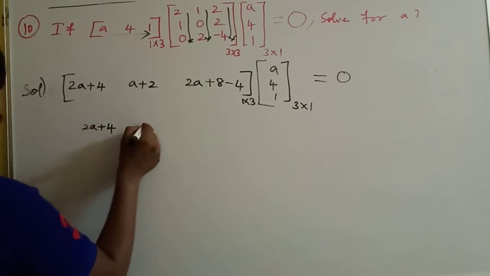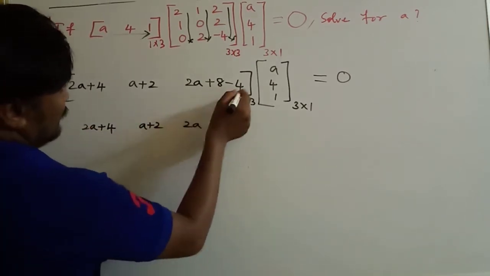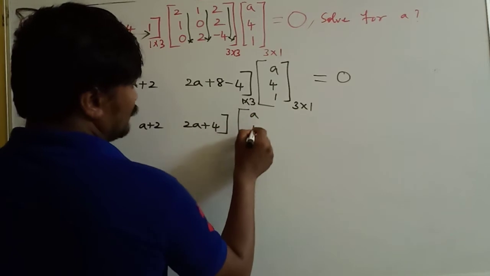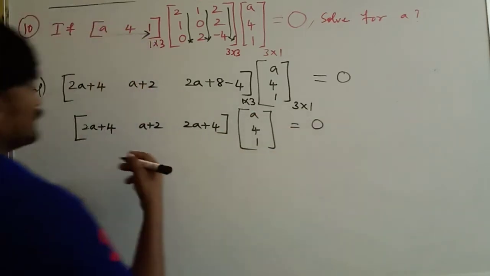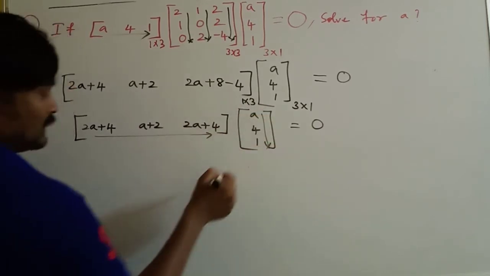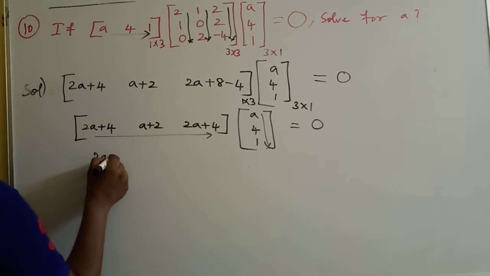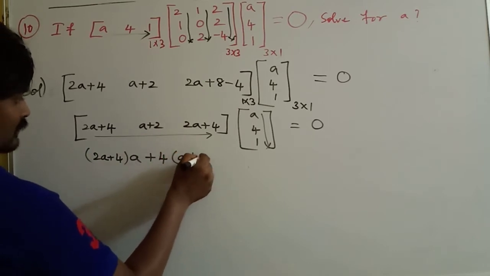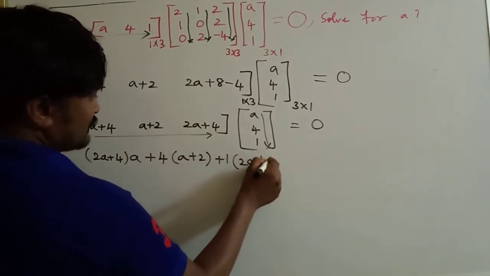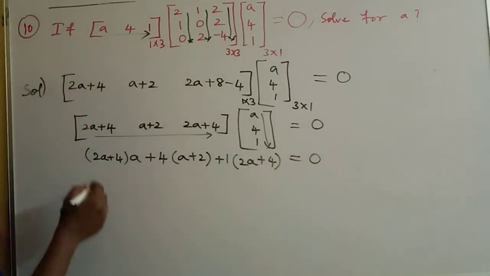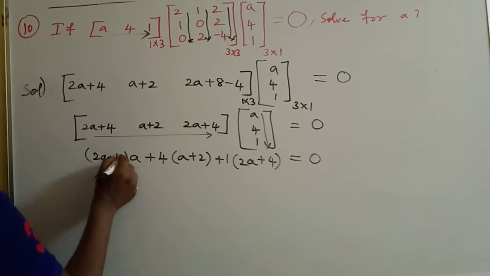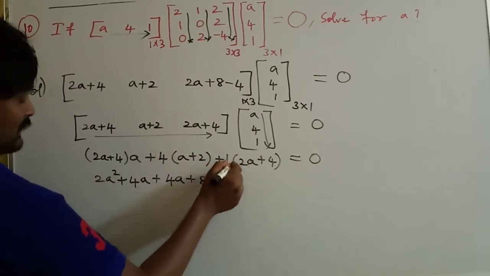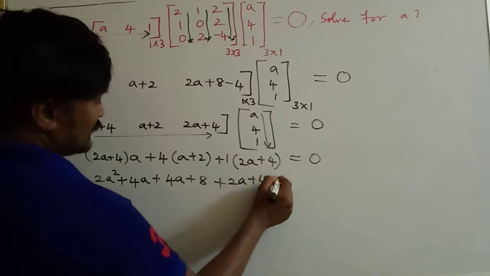2a plus 4, a plus 2, 2a, 8 minus 4 is nothing but plus 4, 2a plus 4 again. Now A 4 1 is equal to 0. Then again same method. First row, first column, only one single element you are going to get. 2a plus 4 into a, plus 4 into a plus 2, plus 1 into 2a plus 4 is equal to 0. Then simple. 2a into a, 2a square, plus 4 into a, 4a, plus 4 into a, 4a, plus 4 twos are 8, plus 1 into 2a plus 4, 2a plus 4, that is equal to 0.